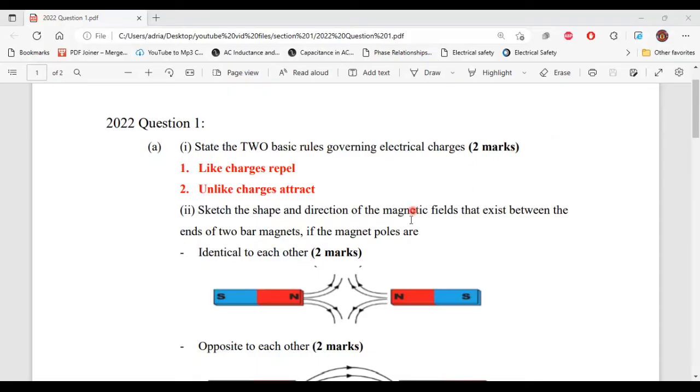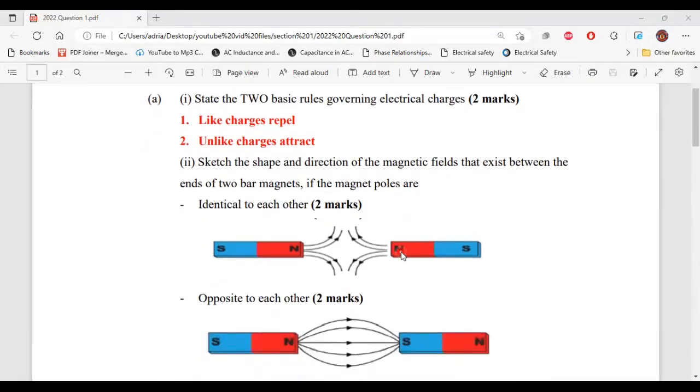Part 2 of A. It says, sketch the shape and direction of the magnetic fields that exist between the ends of two bar magnets if the magnet poles are identical to each other and opposite to each other. So let's look at the first one. We're going to have two bar magnets with the poles identical to each other. As you can see here, the magnetic field is going outwards as indicated by the arrow.